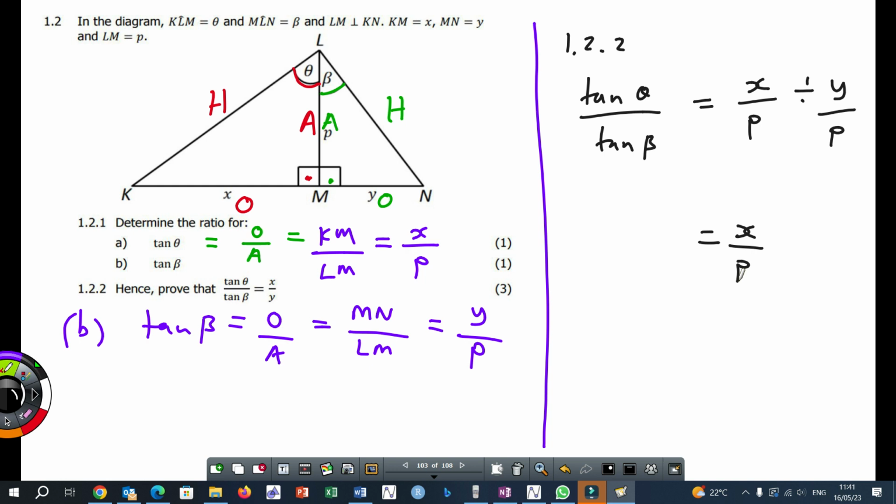Okay? And it's also part of what you're supposed to know for your exam. You have to know that too. So this will be times p over y. Right? These two will cancel out and you end up having x over y. So it's indeed true that tan theta over tan beta is equal to x over y.